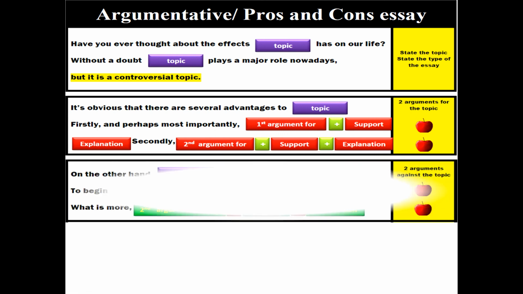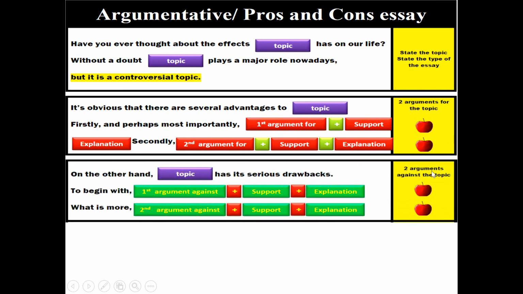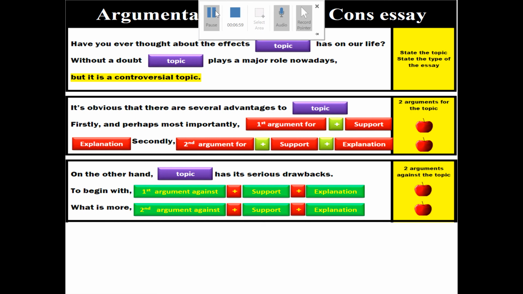In your third paragraph, you have to mention 2 arguments against the topic. On the other hand, testing on animals has its serious drawbacks. To begin with, and mention your first argument against, support and explain it. What's more, mention your second argument and support and explain it. Of course, your arguments here are against the topic.